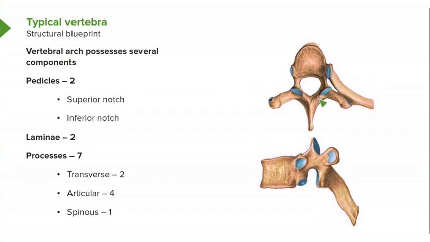So here's a lamina on this side, here's a lamina on this side, and then they project toward the posterior midline, and where they join, we will then have one of our 7 processes. This happens to be the spinous process. These here projecting out laterally, where the pedicles join the laminae, are the transverse processes. And then we have 4 different articular processes.